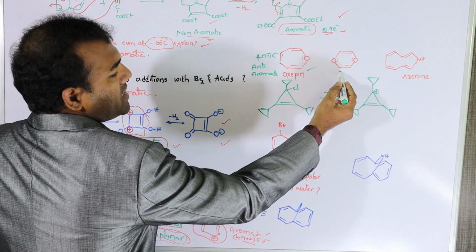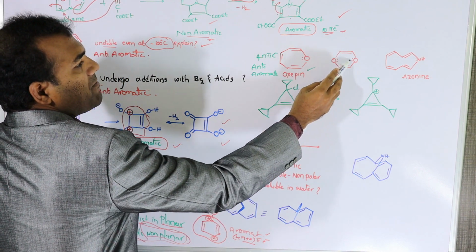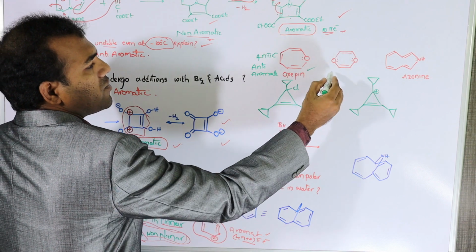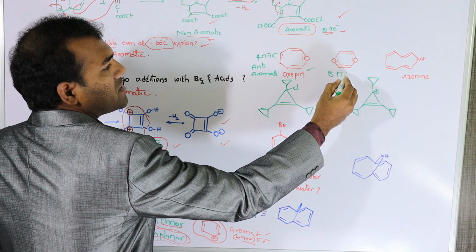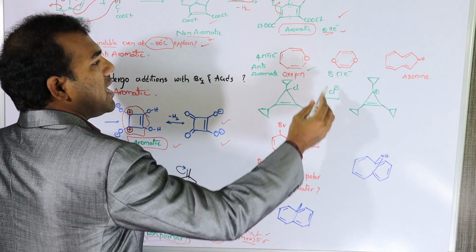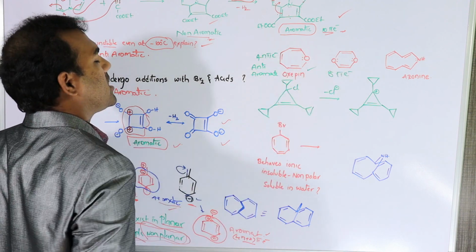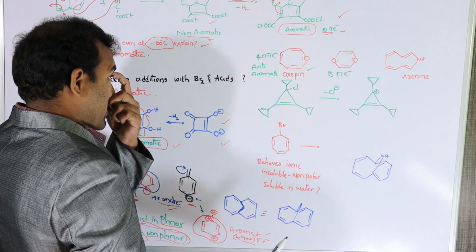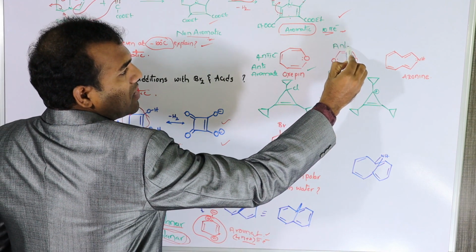Next, take this example. So there are 1, 2, 3, 4 electron pairs. So 4 electron pairs means 8 pi electrons. It is also an anti-aromatic compound. Like this compound, here also anti-aromatic compound. Okay, next example. It is also an anti-aromatic.